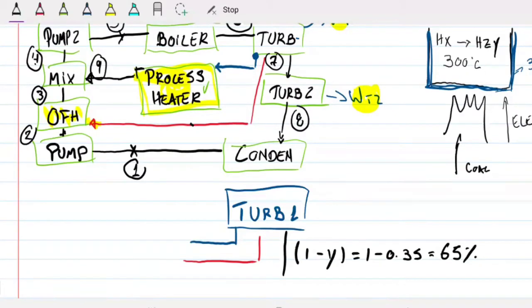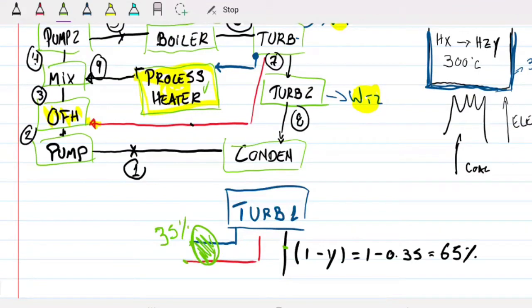Okay, so we know 65% goes into the second turbine, turbine 2. And we know that 35% goes into these 2 guys here. I don't know whether it's 10% for one, 25% for the other one. I have no idea what the split between these 2 is. All I know is that once it leaves turbine 1, 35% goes to these two guys here, and 65% goes to this guy here.